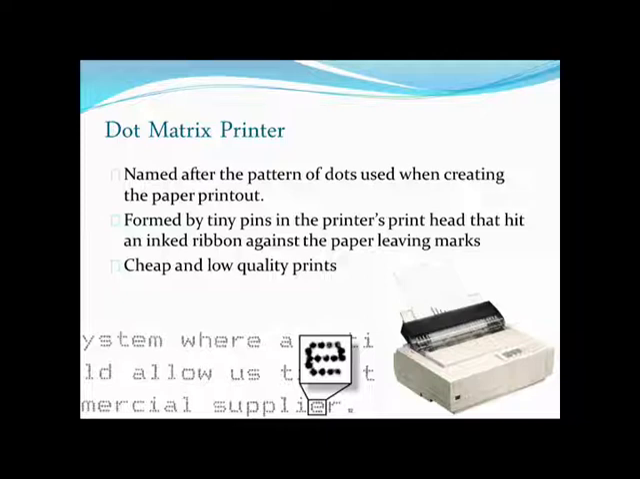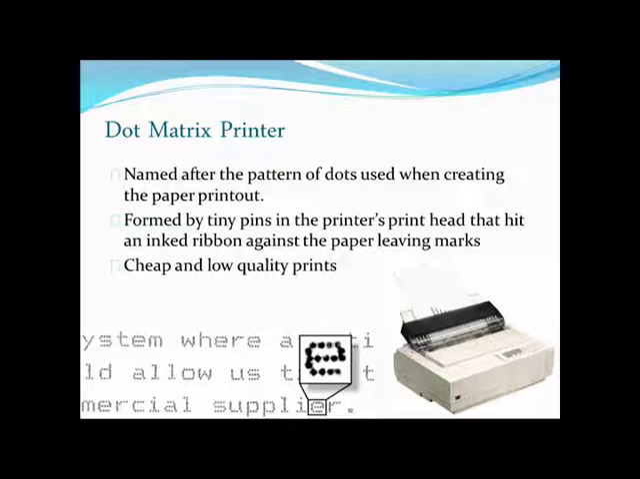Dot matrix printers often use continuous stationery, long continuous strips of paper rather than separate sheets of A4, and after printing the printout is torn off from the long strip. Dot matrix print quality is poor, the printers are noisy, and there are much better printing systems available today. However, the dot matrix printers are still used in some situations.